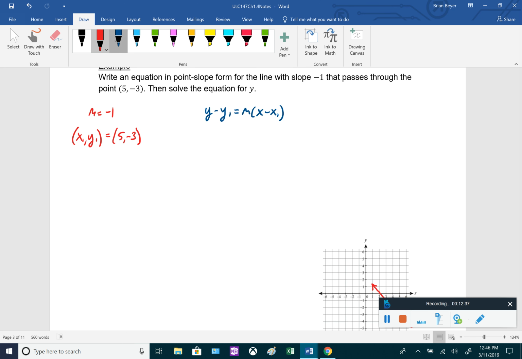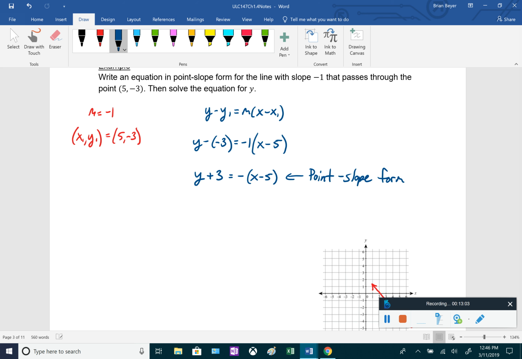So let's plug in these values. It's going to be y minus y1. So that's y minus -3 equals -1 times x minus x1, which is 5. Clean this up a little bit. This is y plus 3 equals negative and then x minus 5. So you always want to simplify it just a little bit when you're rewriting it in point slope form. So here's point slope form.